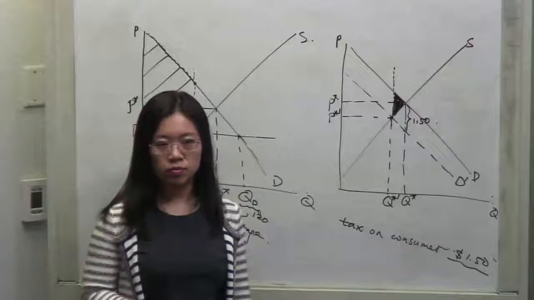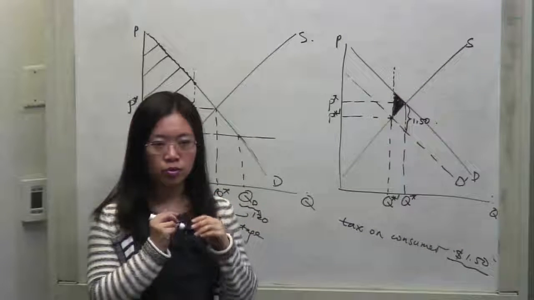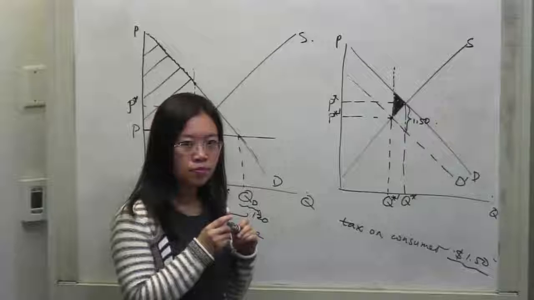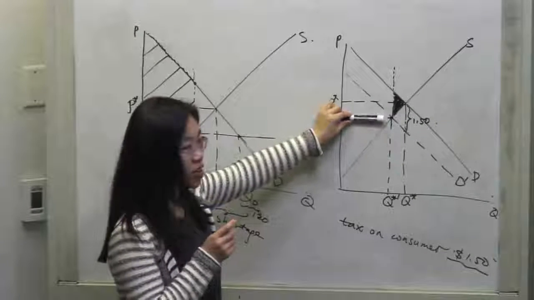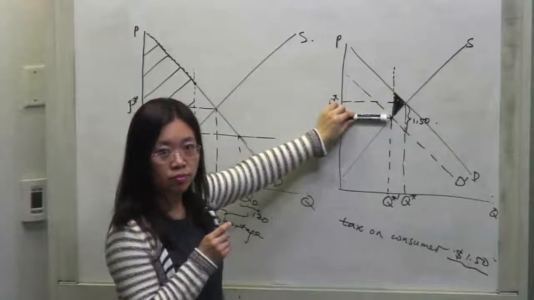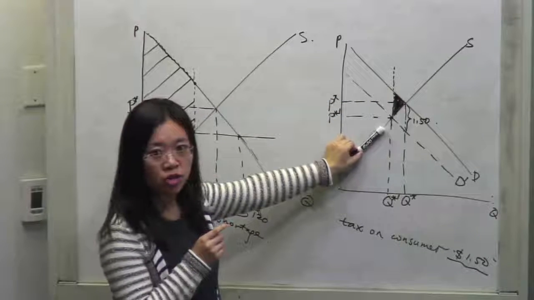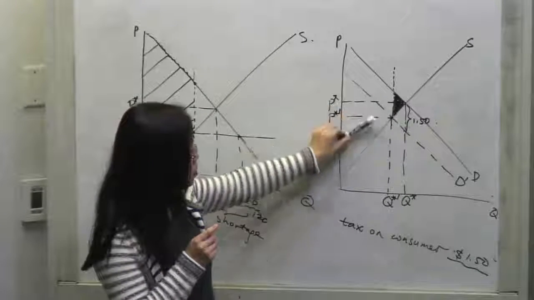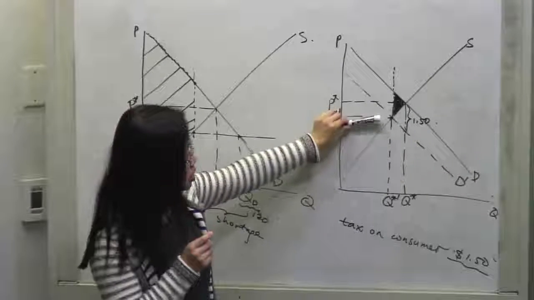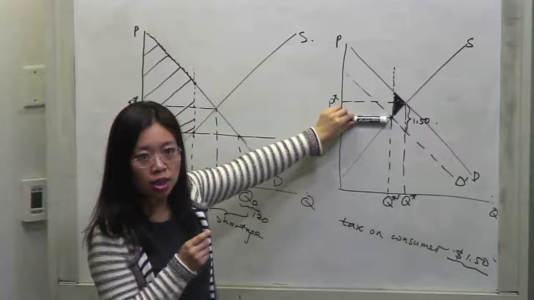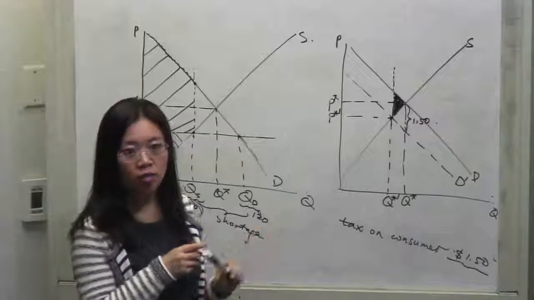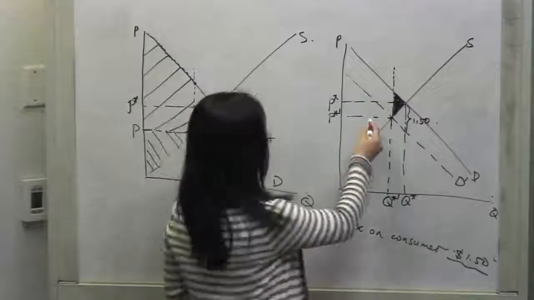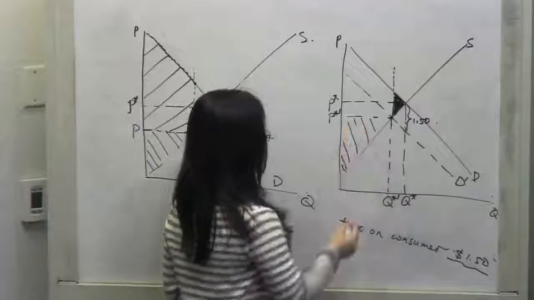Producer surplus. Remember, producer surplus is the area between what? Price and supply. Where's the price? P star 1. It's right here, right? Where's the supply? This is supply. So which area represents the producer surplus? The triangle. This. Did everybody see that? This is supply, this is the price. So it's the area between the price and supply. This is the producer surplus.